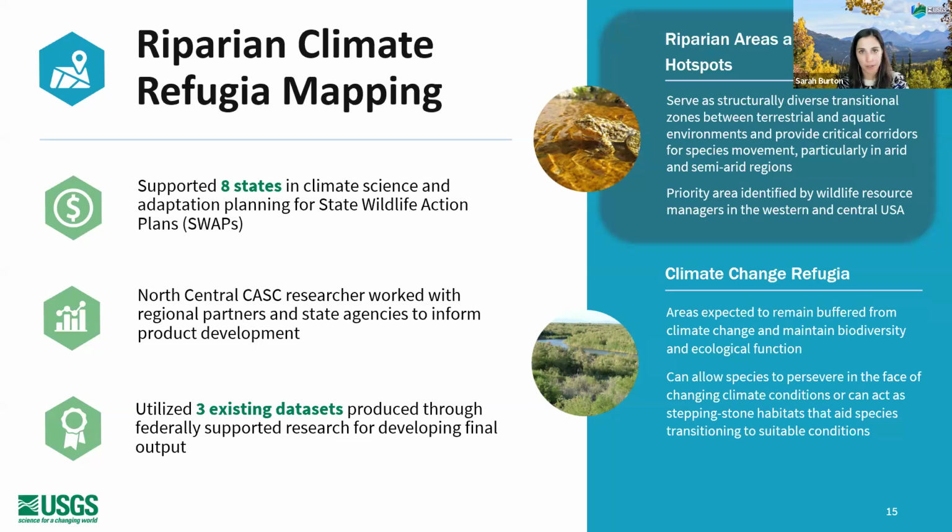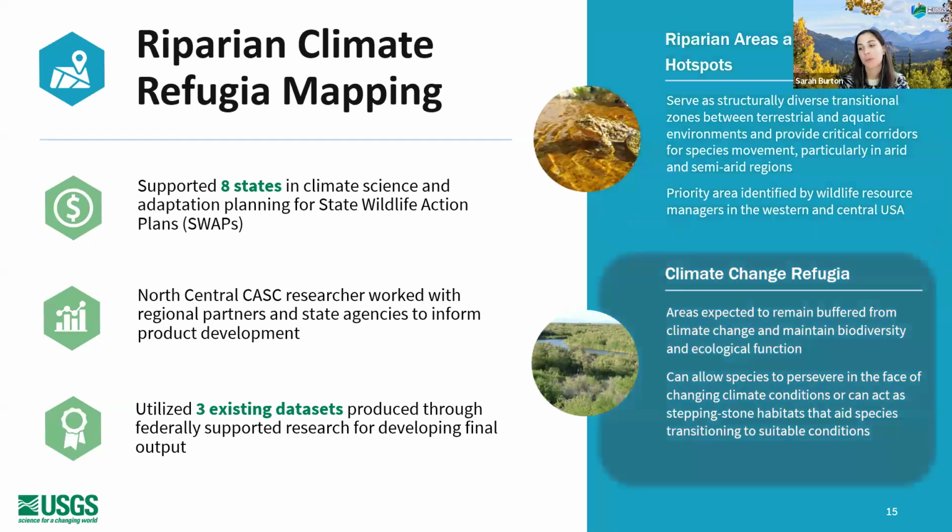And taking it a step further, looking at it from the lens of climate change, what could we do with the area of riparian that would really help them with their wildlife action planning? And that's where we landed on informing on climate change refugia. These are areas that are expected to remain buffered from climate change and maintain biodiversity into the future. So we thought, okay, if we are looking into future time periods to inform these action plans, why not do it from a riparian lens?